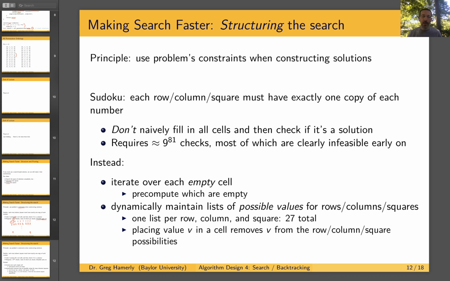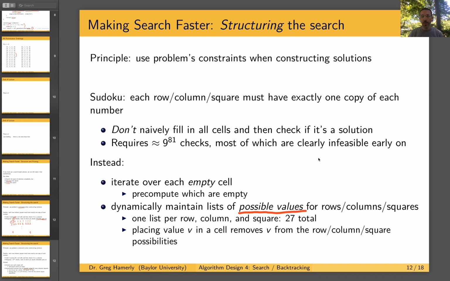Instead of doing that, pay attention to the structure of the problem. First of all, let's pre-compute which cells are empty and only iterate over the empty cells. Well, obviously you would do that. It almost doesn't bear mentioning, but if you're programming this, you do want to make this a rule. But the more important idea is let's dynamically maintain lists of possible values for each row, column, and square.